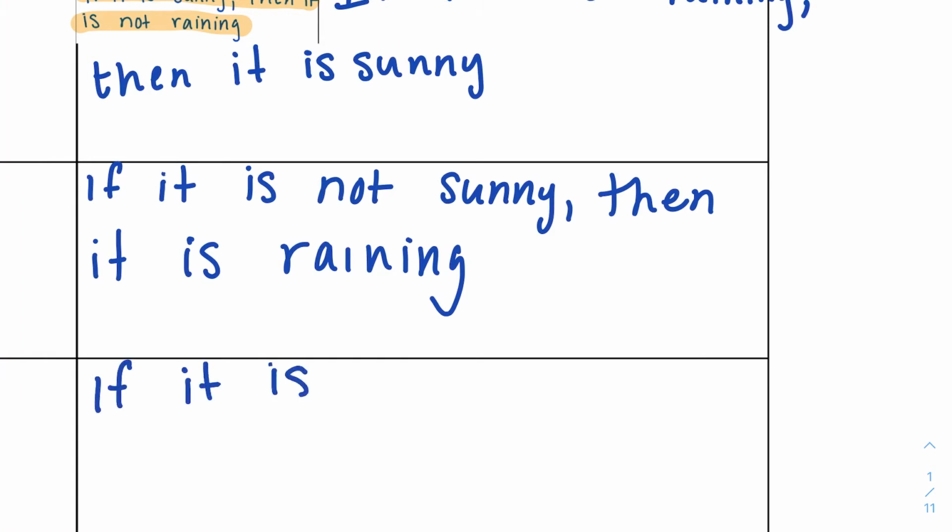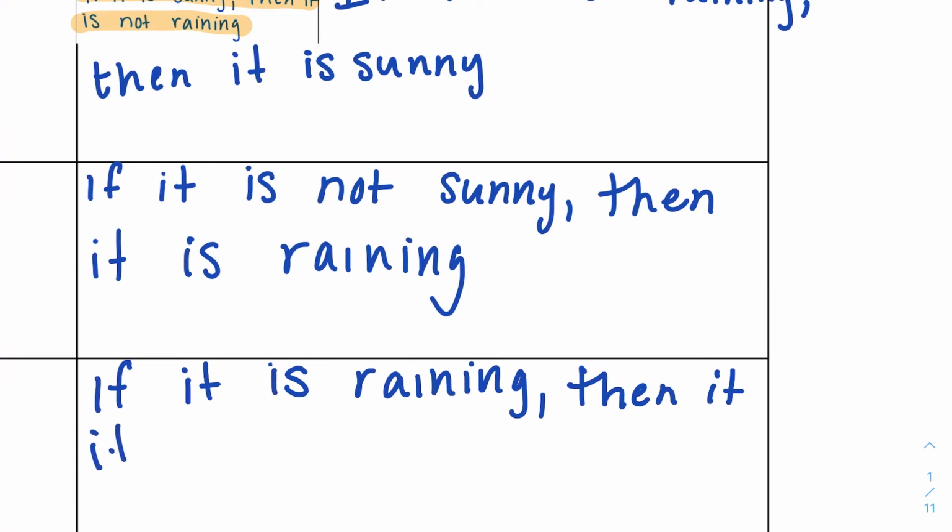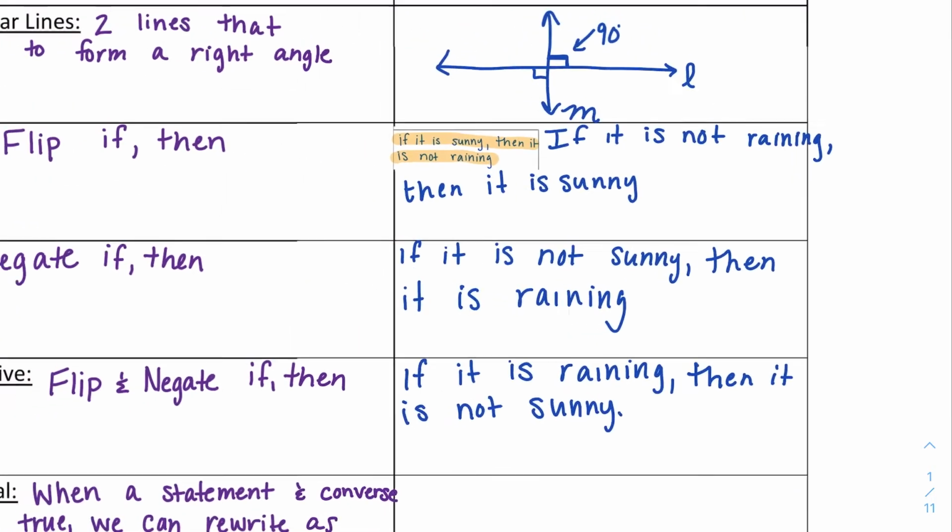Let's write that down. If it is raining, then it is not sunny. Beautiful.